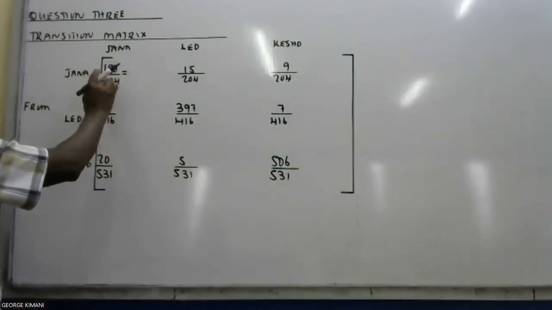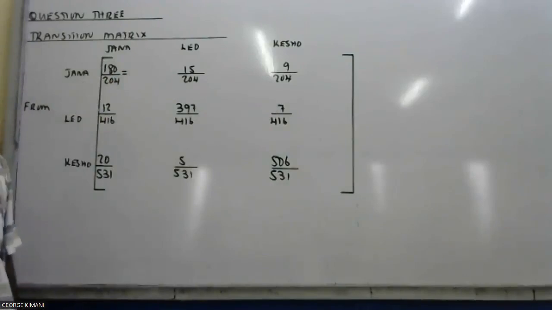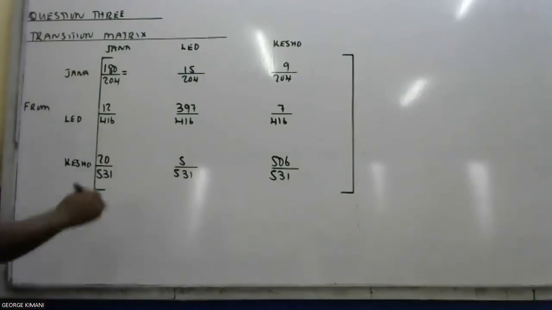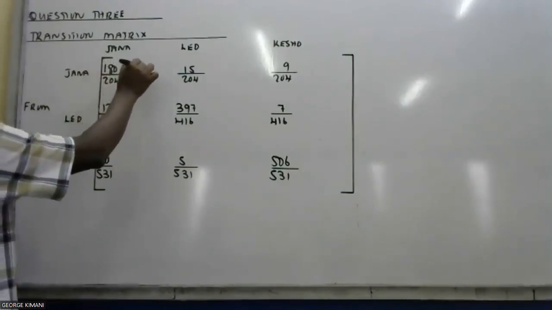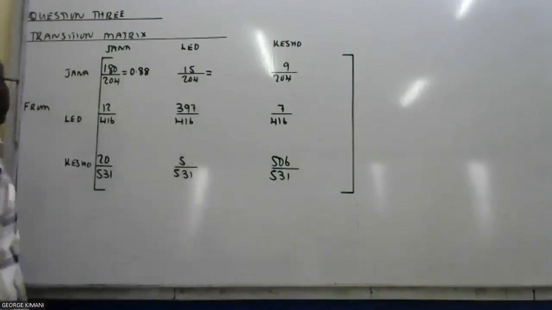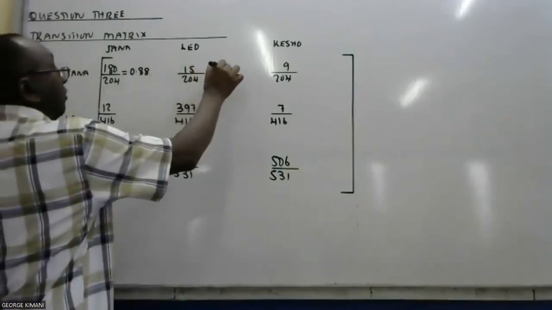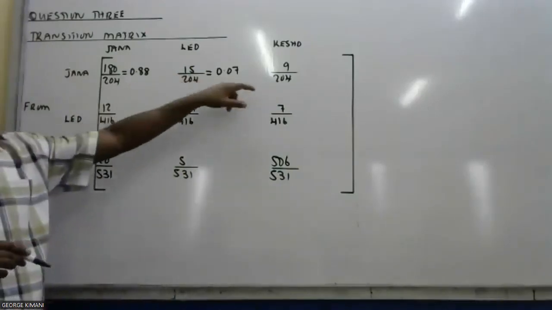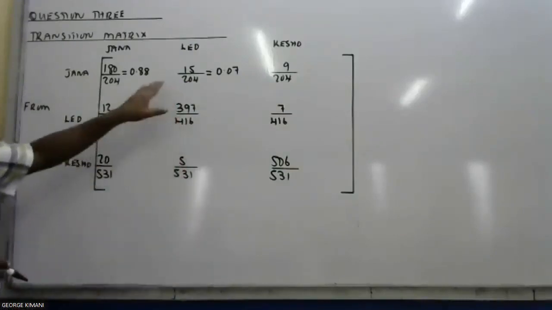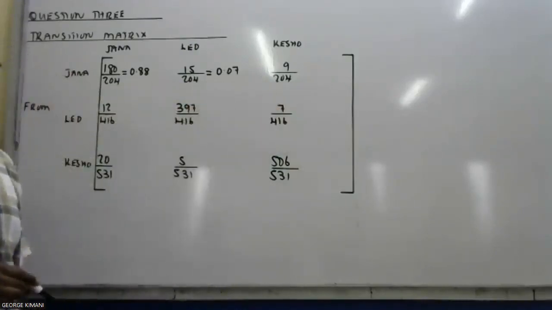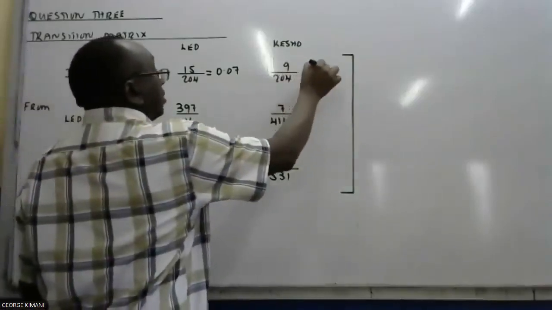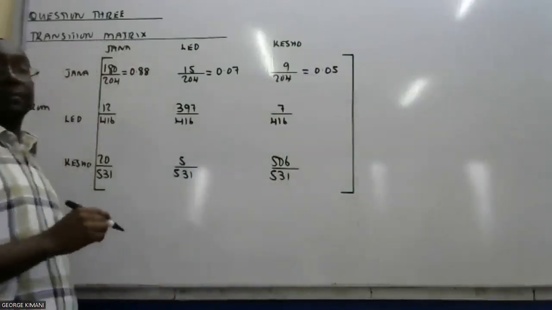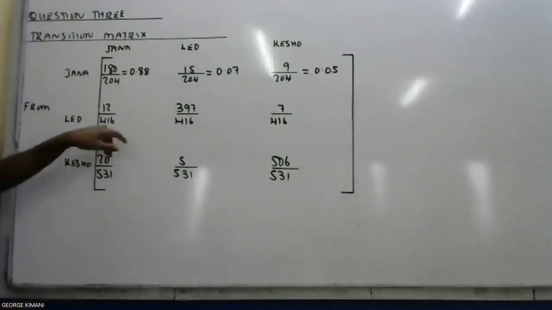Now give me this to 2 decimals. 180 out of 204 to 2 decimals is 0.88. Give me this one to 2 decimals, 15 out of 204. 0.07. Now that other one, you don't need to divide, because if you divide and we have rounded here, you are likely to make an error. And I told you they must always add up to 1. So what remains for us to get 1?